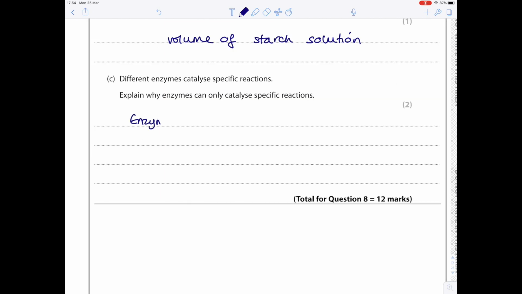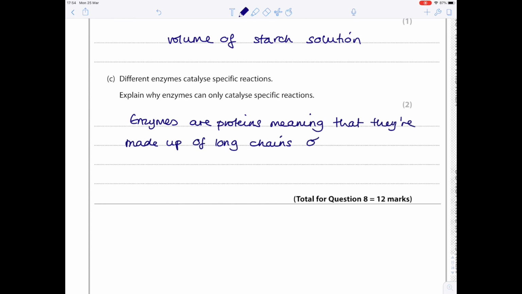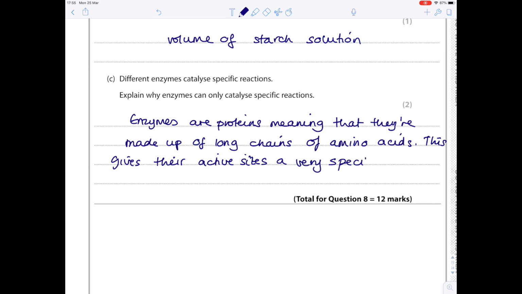Let's write that here then. So enzymes are proteins, meaning that they're made up of long chains of amino acids. This gives their active sites a very specific shape, which only certain substrate molecules can fit into.